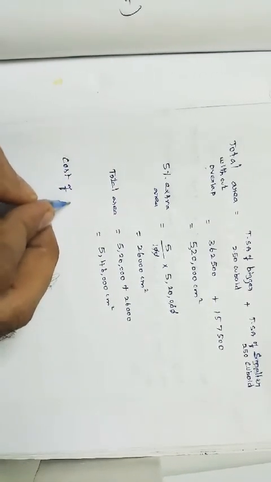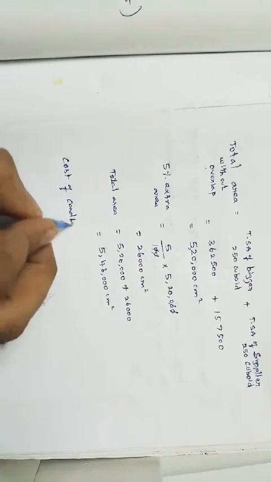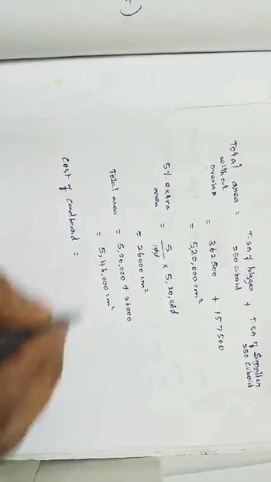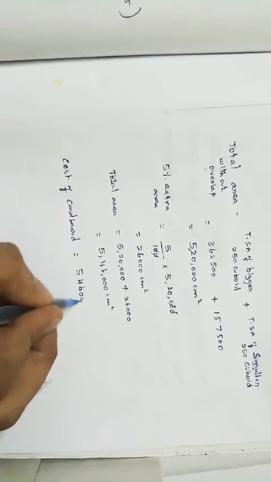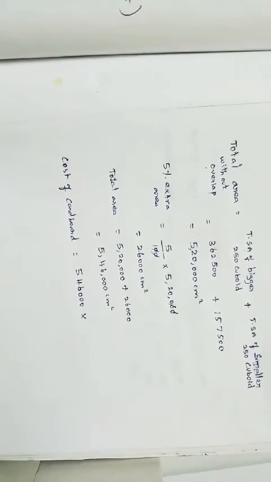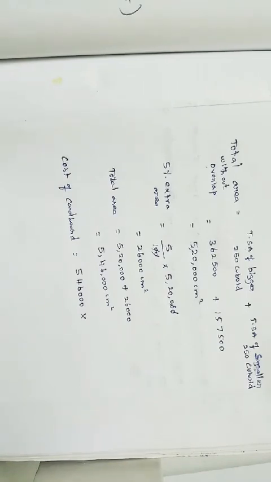Total cost, that is the cost of the cardboard, is equal to area into cost. What is the area? 5,46,000 into the cost of each. Each cost is nothing but rupees 4 for 1000 centimeter square, right?